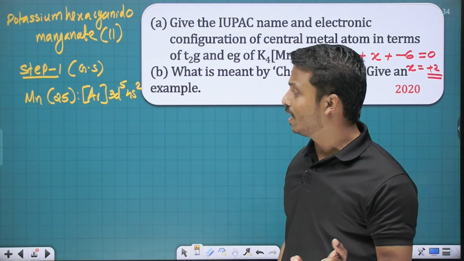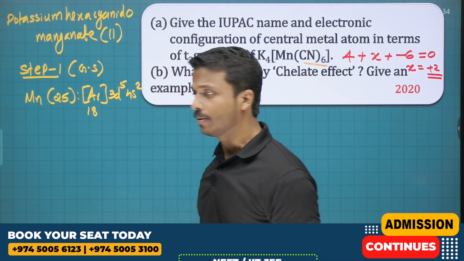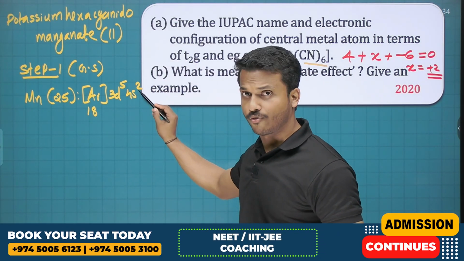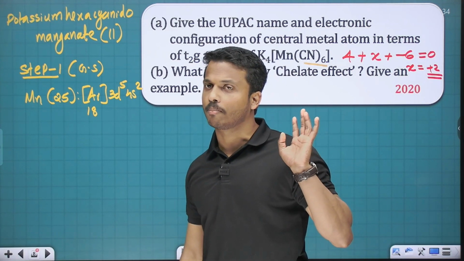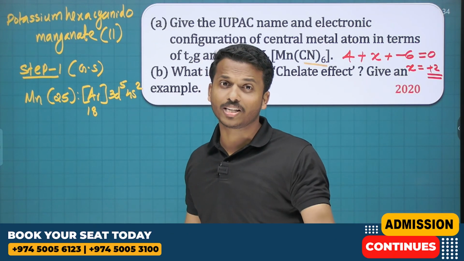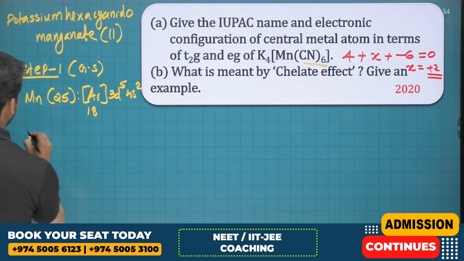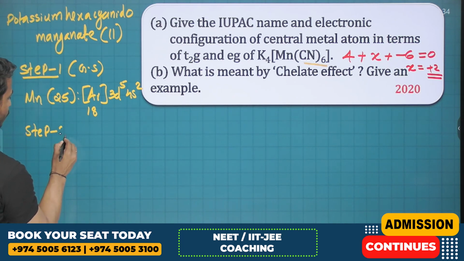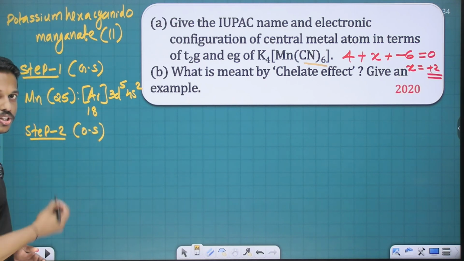Manganese atomic number 25, so we can write the configuration argon. You know, argon atomic number 18. Next 2 electrons you should fill in 4s and the remaining electrons in 3d5. If 26 is the atomic number, argon 4s2 3d6. If it is 27, argon 4s2 3d7, like that. This is step 1. Let's go for step 2. Step 2 is the oxidation state.